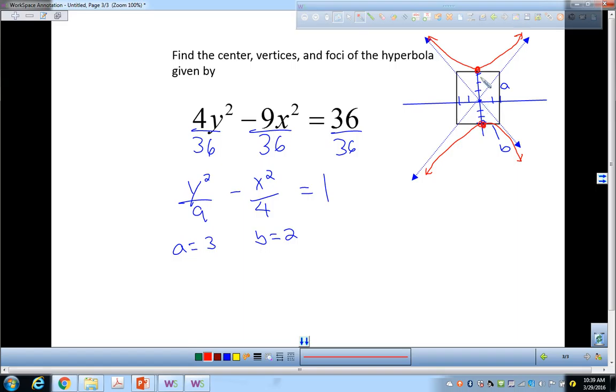Is it basically still the vertex of the x-axis then? Yeah, I mean, there's no vertex there because the hyperbola is actually over here, but it's the same distance.